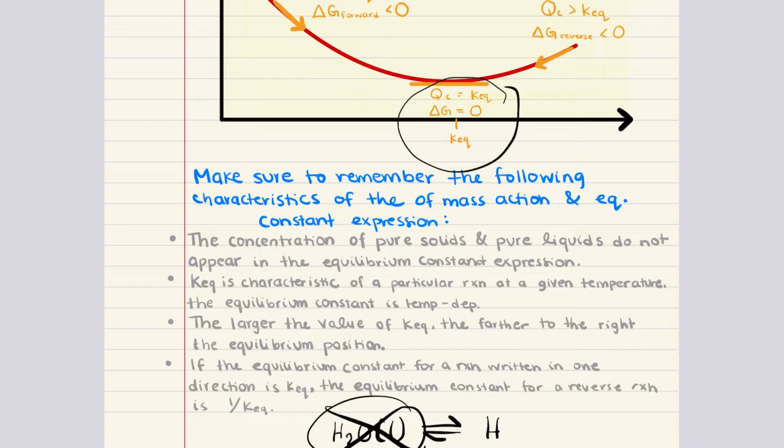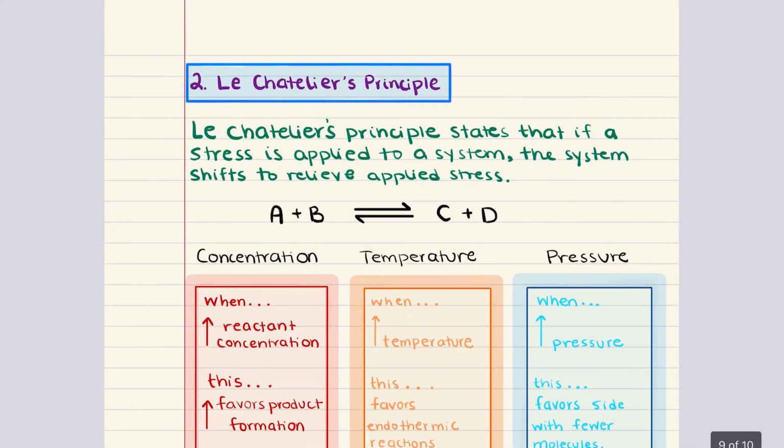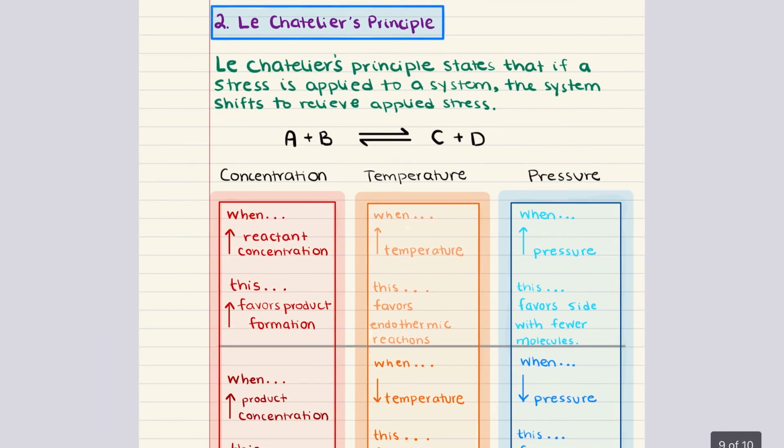And the last and final point to keep in mind is the direction of the reaction. If the equilibrium constant for the forward reaction is K, then the equilibrium constant for the reverse reaction is 1 over K. These are all important points regarding our equilibrium constant that we should keep in mind. And with that, we have actually completed our first objective for chapter 6.